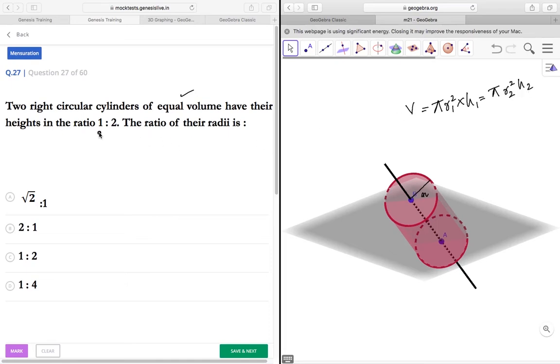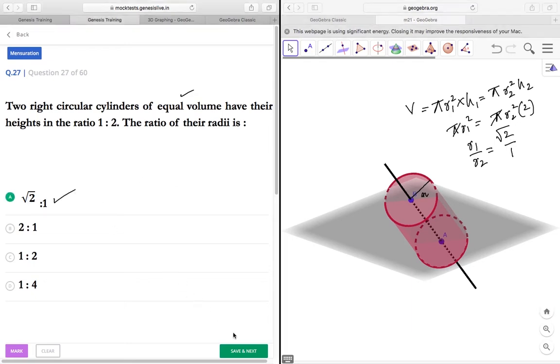Now the ratio of heights is given as 1:2, right? So pi r1 square will be equal to pi r2 square into 2. You can also cancel pi. The ratio of the radii, r1 by r2, is equal to 2 by 1, or square root of 2 by 1. Great, because this has a square, when it shifts, it becomes a square root. Answer is option A. Well, move on to the next one.